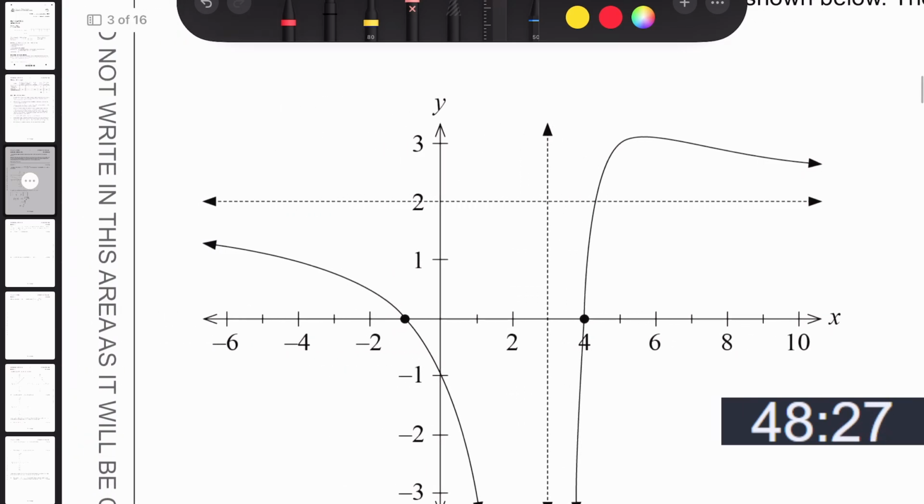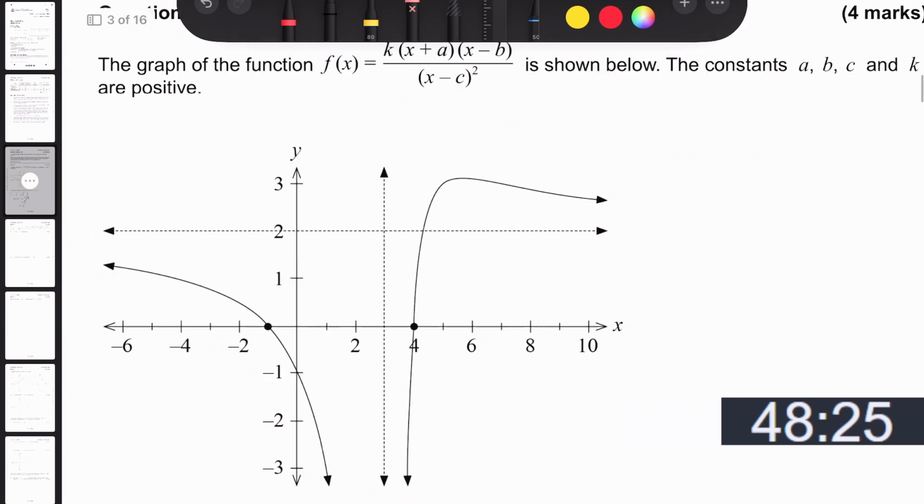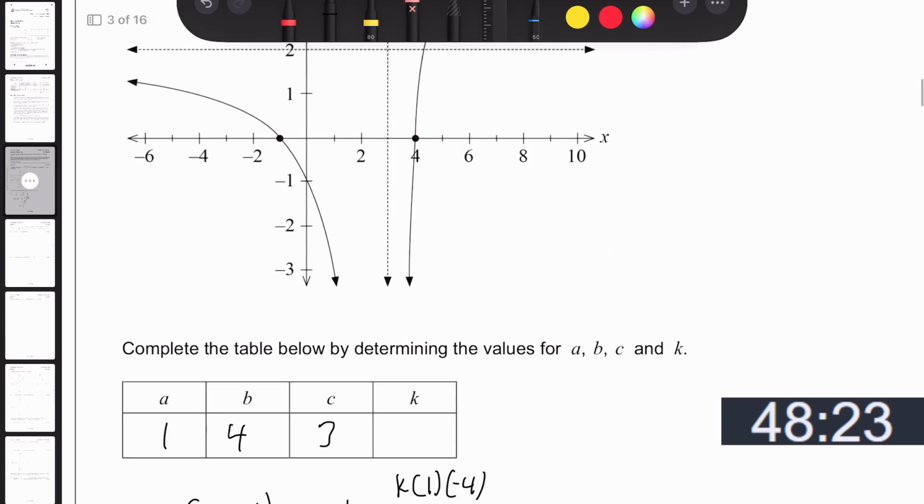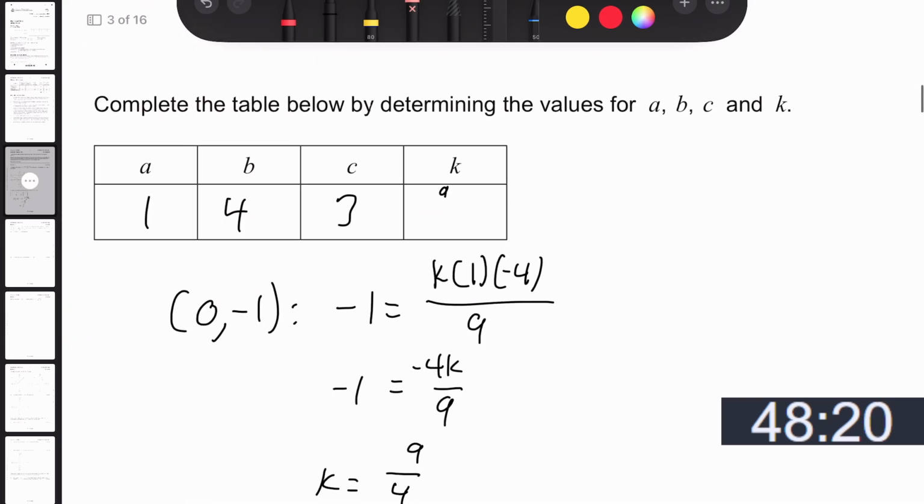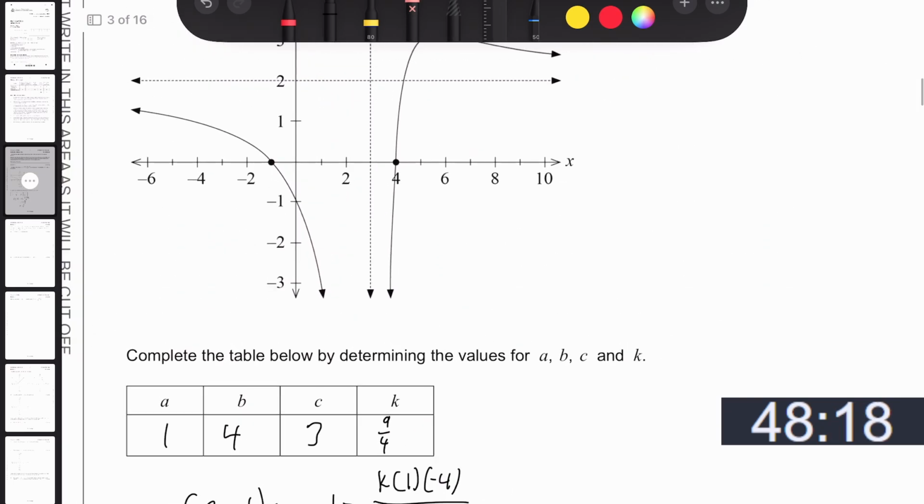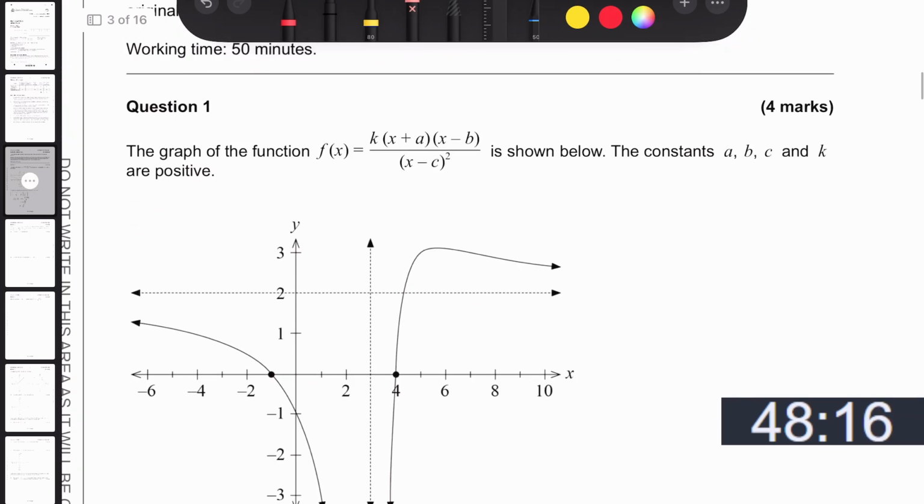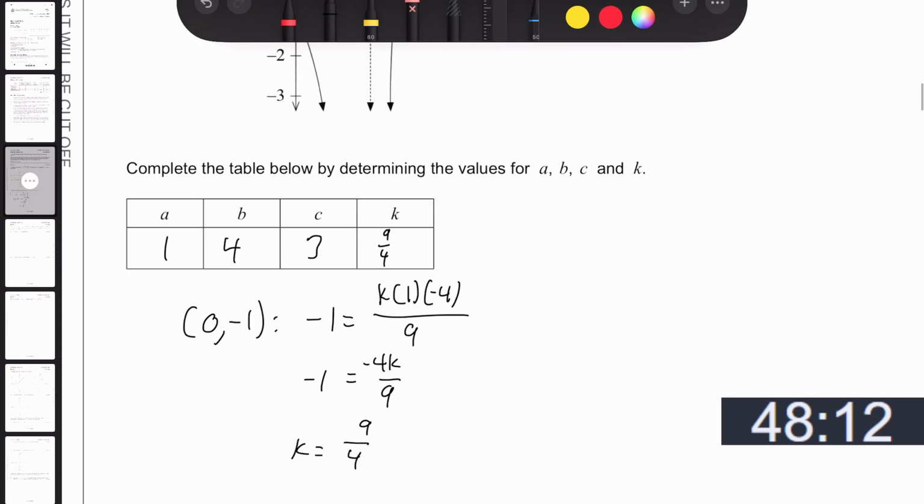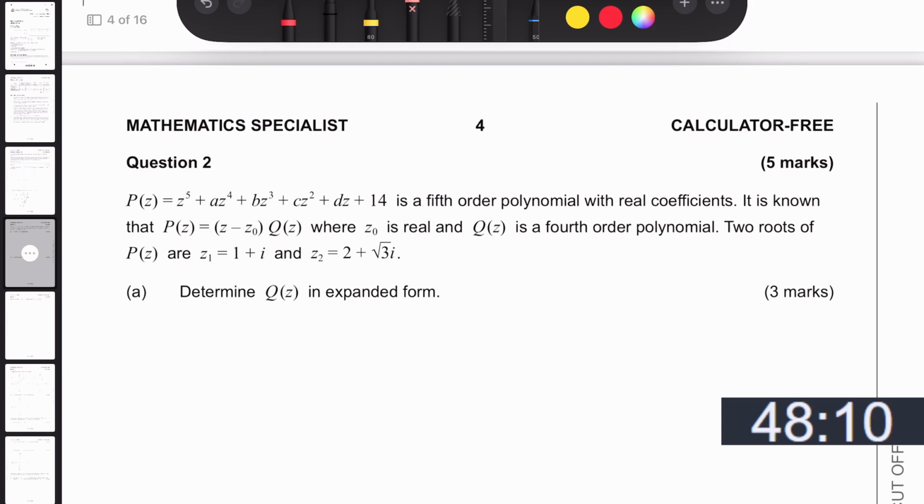There's not really any other points to go off of. So I think that'll be our values. 9 on 4. -1, 0 plus A is 1, 0 minus 4, -3 squared, 9 on 4. Okay, P of z is a fifth order polynomial with real coefficients.